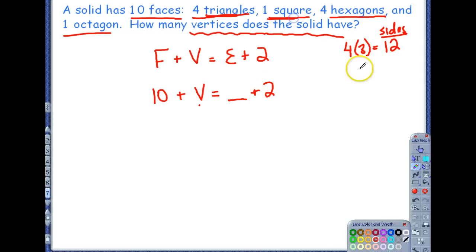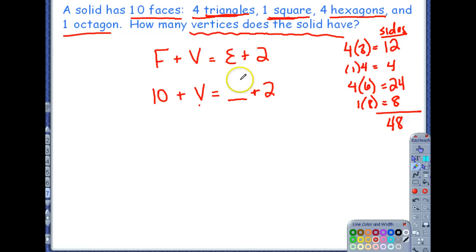1 square is going to have 4, so I could say times 1. And then 4 hexagons. Each hexagon has 6 sides, so that's going to be 24. And then 1 octagon is going to have just 8 sides. So I'm going to add all those together, and that's going to get you 48. So that's 48 sides. However, again, it takes 2 sides to make 1 edge. So I'm going to divide that in half. So the total edges is 24.